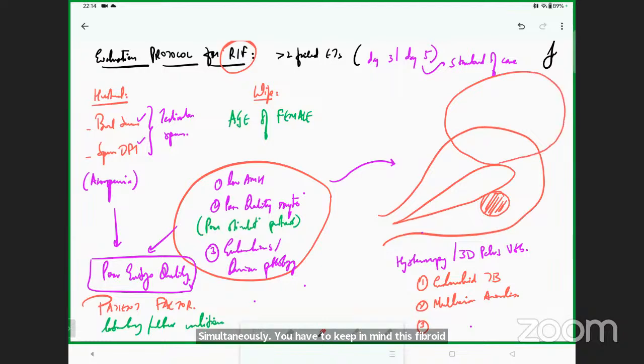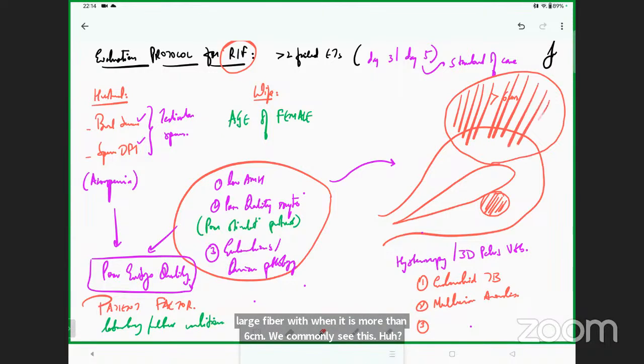The large fibroid, which is subserosal, no? This large fibroid, when it is more than 6 centimeters, we commonly see this. We will see 2 patients like this every week. Fibroid 12 centimeter, embryo transfer done, patient did not conceive, 5 IVF cycles done. Next cycle, you do a myomectomy, 3 cycles after that, 4 cycles after that, she has conceived naturally.